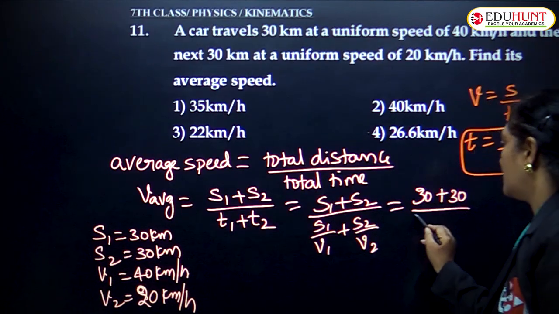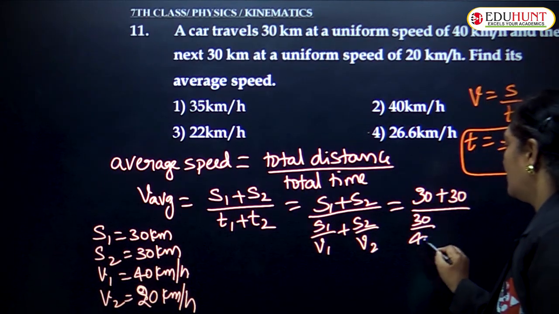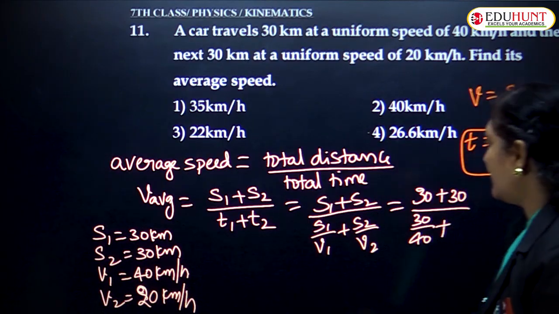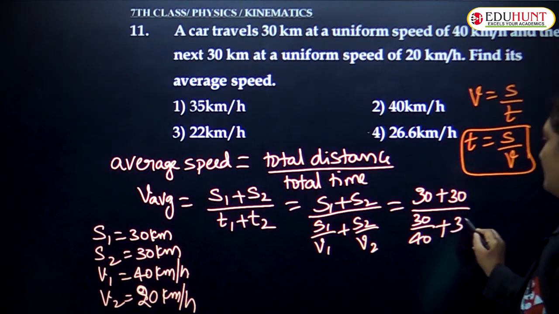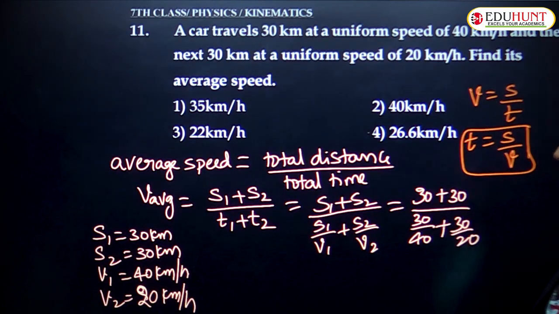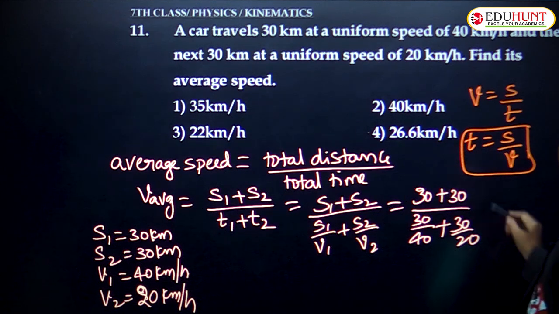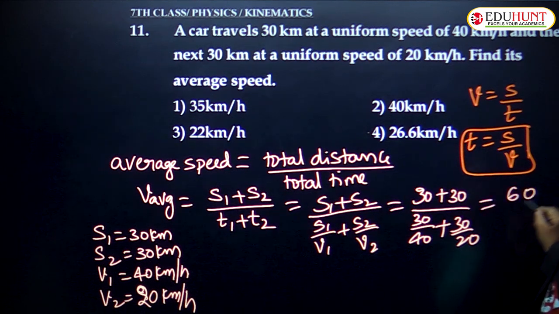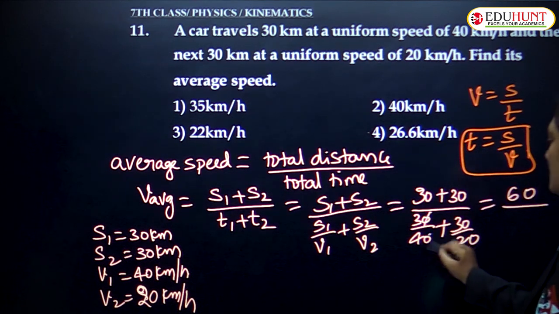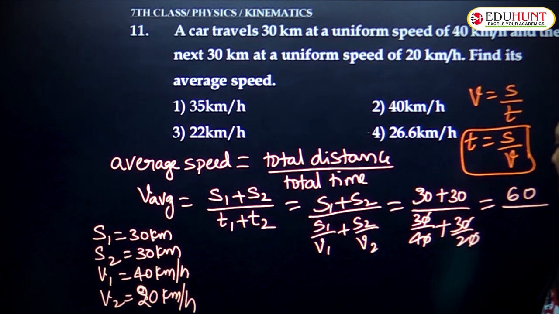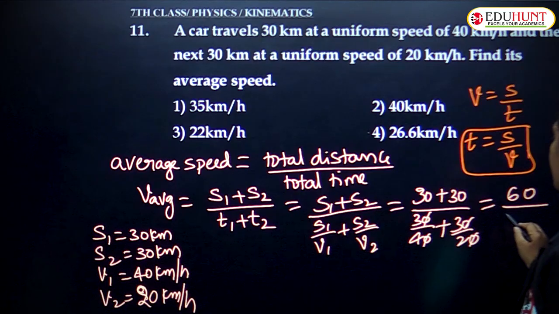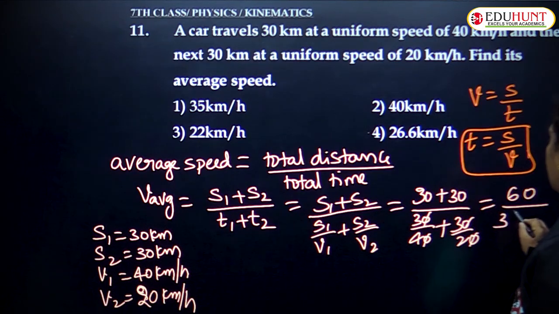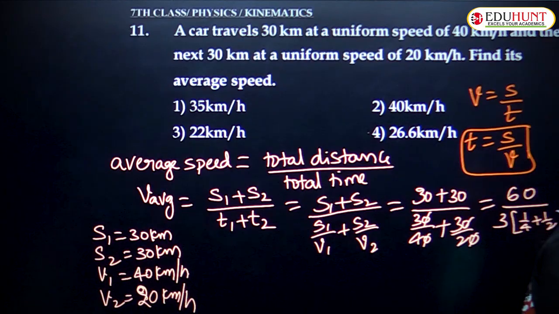S1 by V1 is 30 by 40 plus again S2 by V2 is 30 by 20. Okay children. So here after simplification how much are you getting? 60 upon, all zeros will get cancelled. Okay. You simplify this. After simplification how much are you getting, children? This can be written as 3 into 1 by 4 plus 1 by 2.